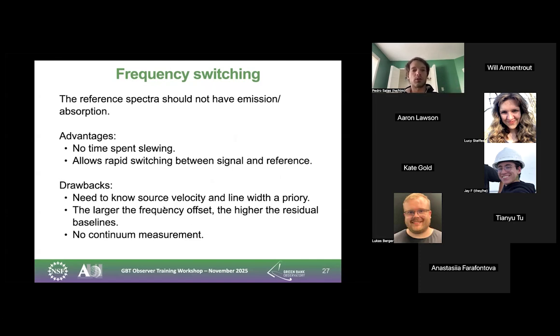And the limitations, like we said, you need to know your source. The baselines might not be as clean as with position switching. I mean, sometimes it's better. It all depends on how you choose things and whatnot. So that's one of the things. If I were attending the workshop, I would be interested in comparing those two methods, for example. And you don't get continuum. Okay.